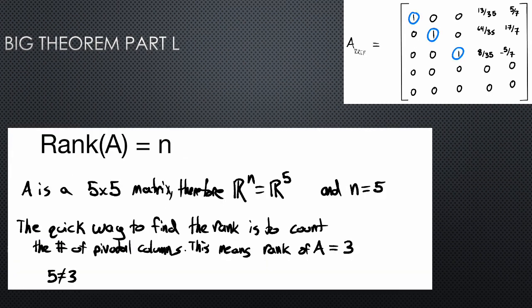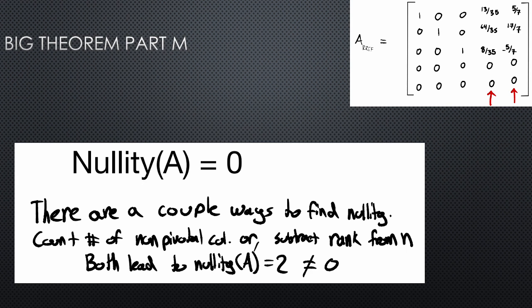Part L states that the rank of A must be n. In a 5x5 matrix, n equals 5, and the rank is the number of pivoted columns, so in this case rank equals 3, not 5, which means that is not true. And finally, part M states that the nullity of A must be 0, and the nullity is the number of unpivoted columns, and that is 2, which is not 0, so that cannot be true.